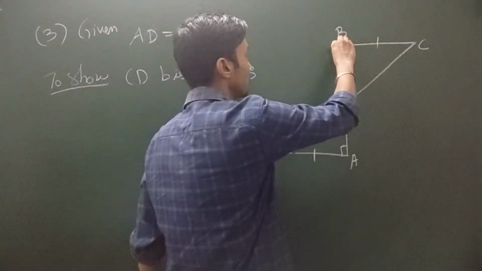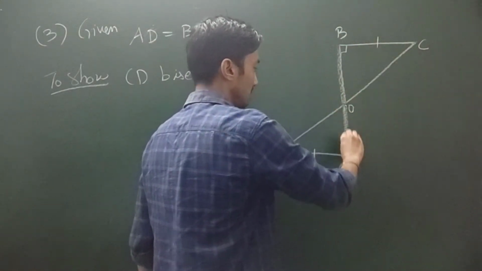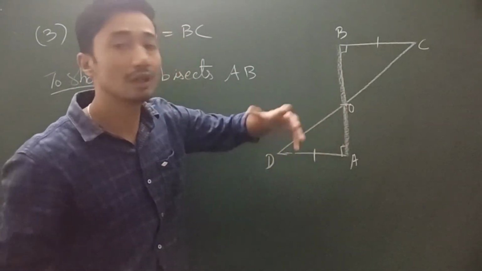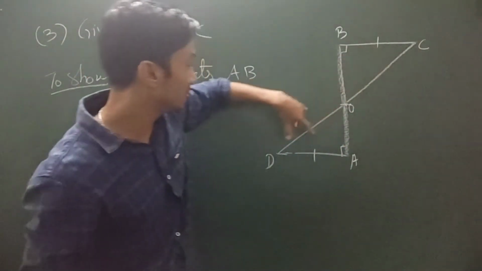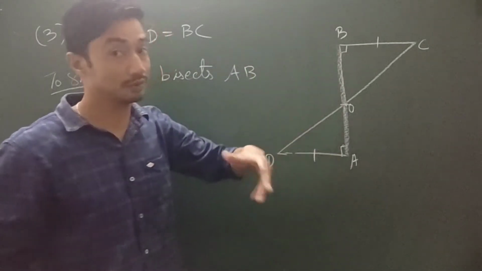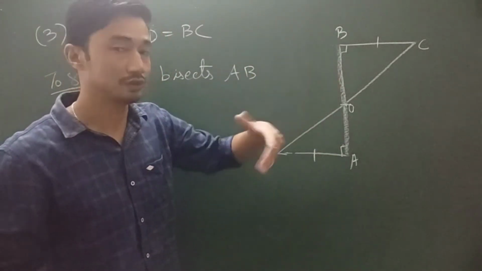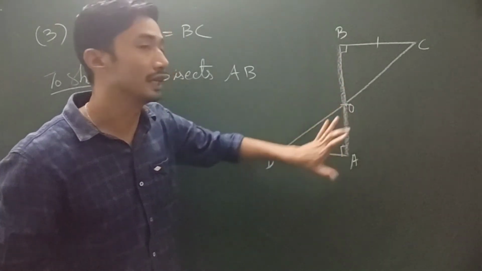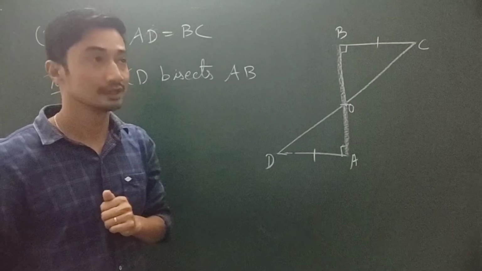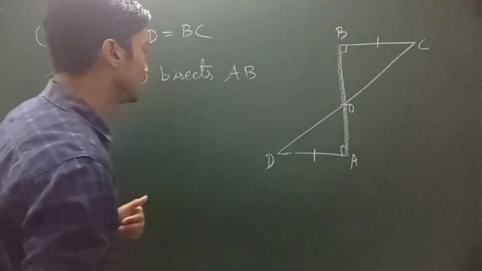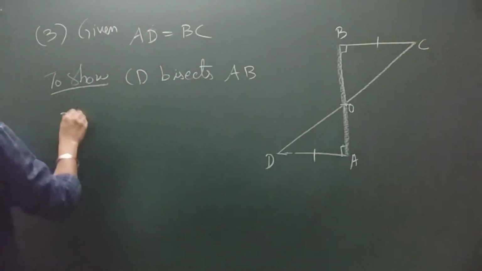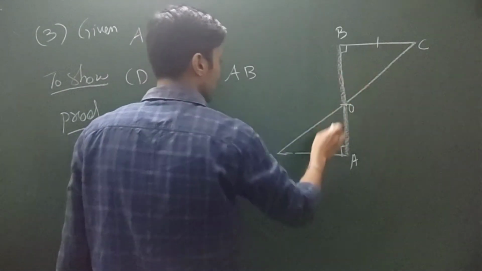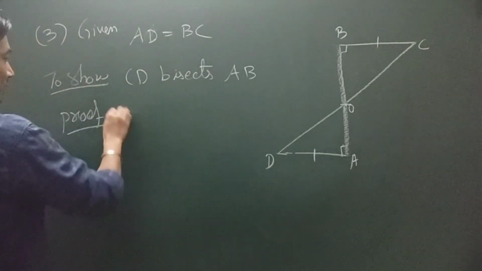That means I have to just prove that this side is equal to this side. If I can prove that, then CD is bisecting AB. That's what I have to prove. That means if I can prove that OB is equal to OA, then maybe something may happen. So for that, how shall we proceed? If I can prove that these two triangles are congruent, let's try.